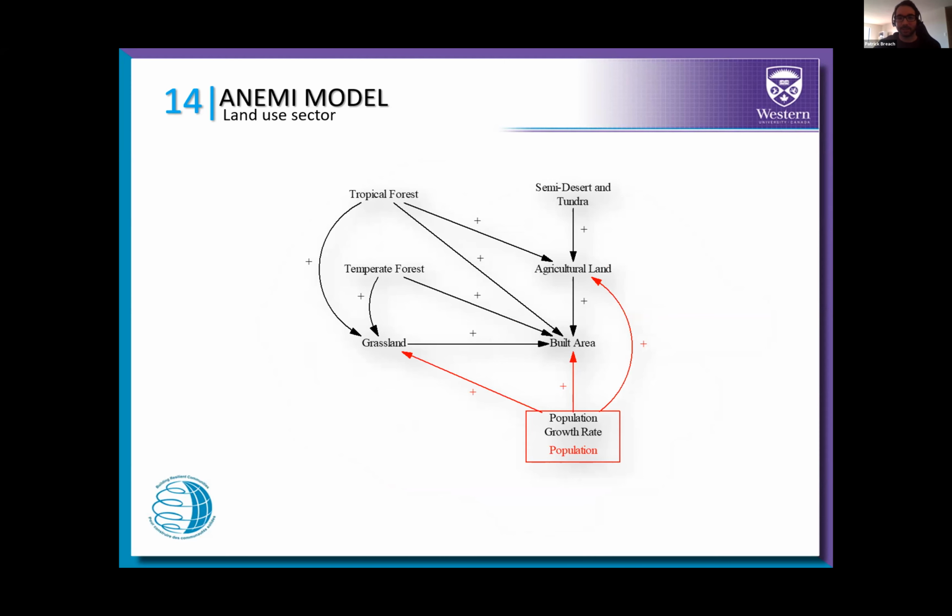The land use sector in ANEMI is used to describe the global distribution of land use and cover over time. This is done by modeling the rates at which one land use or cover type is converted to another. There are six main land use and cover classes in this model: tropical forest, temperate forest, grassland, semi-desert and tundra, agricultural land, and built area or urban area. These changes in land use are an important consideration for ANEMI, as they affect agricultural land for food production, and the conversion of land releases CO2 into the carbon cycle, thus affecting climate change. The changes in land use are mainly driven by population, as the conversion rates are a function of the population growth rate.